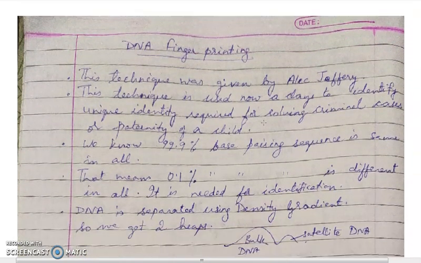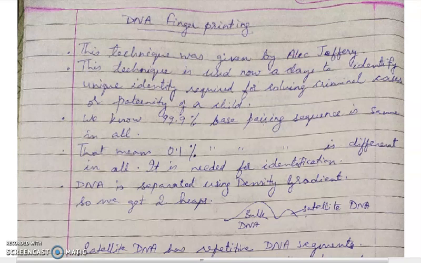Talking about DNA fingerprinting. DNA fingerprinting is a technique which was given by Alec Jeffrey. It is a technique of determining nucleotide sequences of certain areas of DNA which are unique to each individual. That means they are not found in all individuals. We will identify unique types of sequences which are found in the DNA. So this technique is used nowadays to identify a unique identity, required for solving criminal cases or paternity of a child.